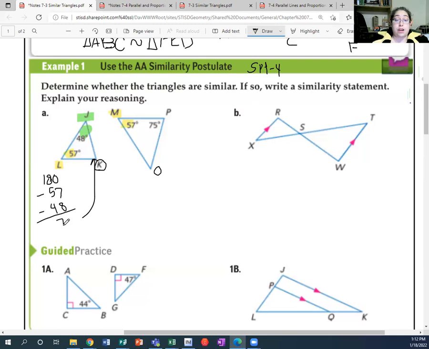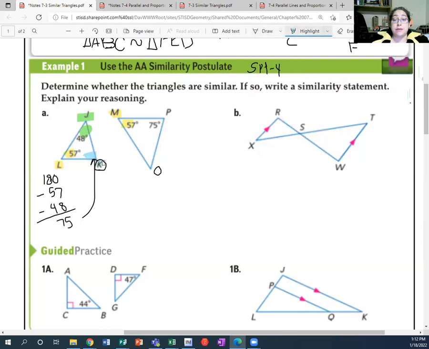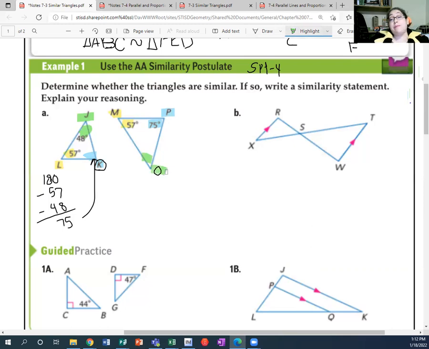$75. And I heard a couple other voices say 75 also, so we confirmed. Okay, so angle K is 75 degrees. All right, if I look at my second triangle, I have a 75 right there. That means K and P are congruent, so they are corresponding. And that means that J and O end up having to be congruent because if this is 75, that one's 75, which means that one has to be 48.